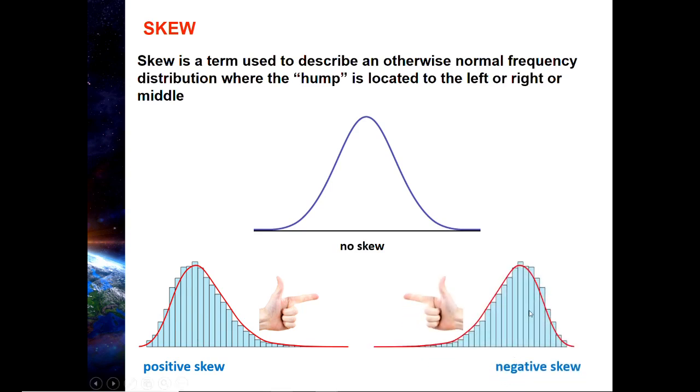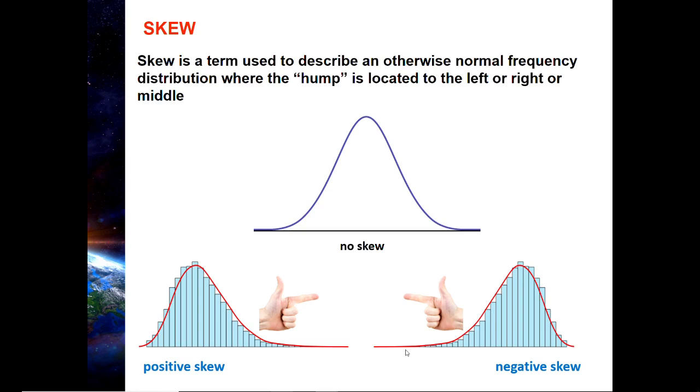This would be a negative skew. Again, you use this handgun analogy. Here's the hump, your thumb is the hump. Here's where your pointer finger is, and you're pointing to the negative end of the number line. So that's a negative skew. Another way of saying it is most of the people get high scores with very, very few people getting lower scores. So now let's see if you've understood this.